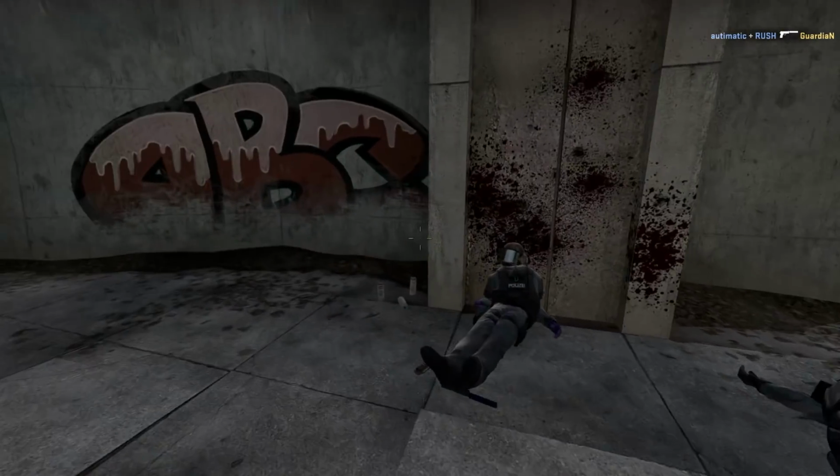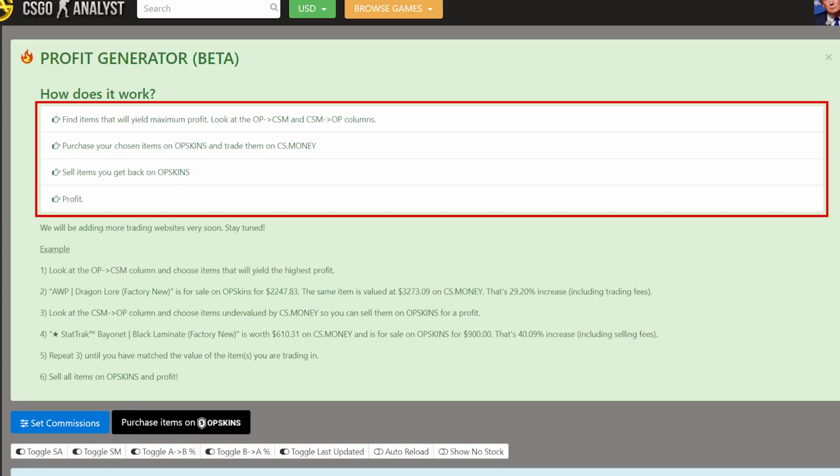So, how exactly does this trading work? Well, if we look at the little guide that Steam Analyst gives us: find items that will yield maximum profit, look at the OP to CS Money columns and the CS Money to OP columns, purchase your chosen items on OPskins and trade them to CS Money, sell the items you get back on OPskins, profit. Now, on its own, that probably isn't particularly helpful, so we should use a practical example to get it to make a bit more sense.